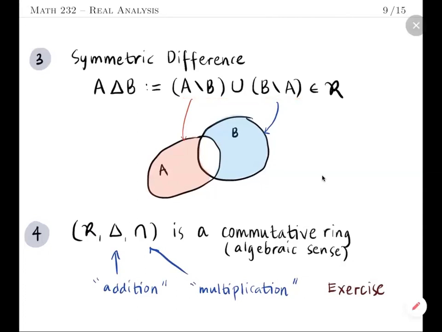So an alternative formula would be: the symmetric difference is nothing but the difference of the union and the intersection. And this would be the union of the shaded regions here, the one in red and the one in blue.